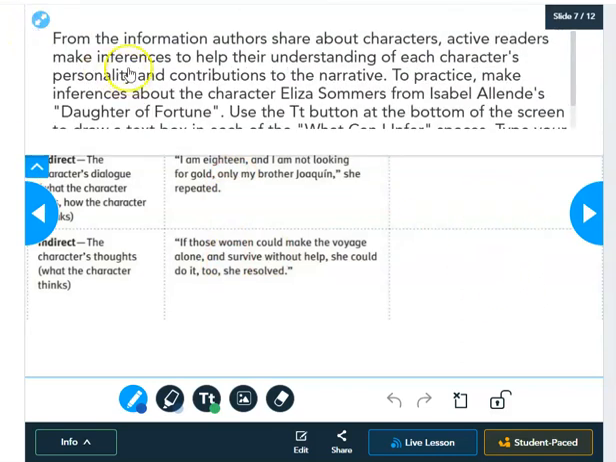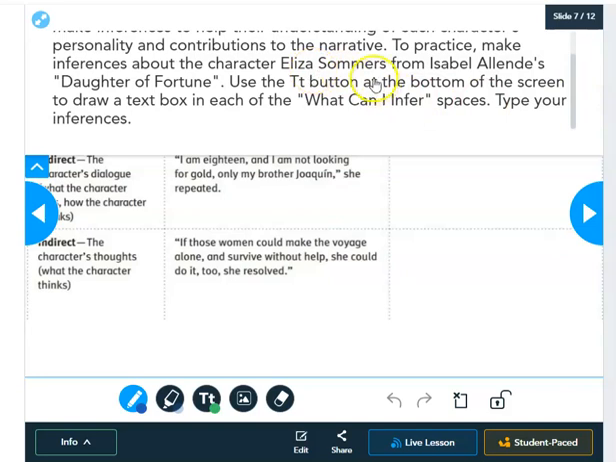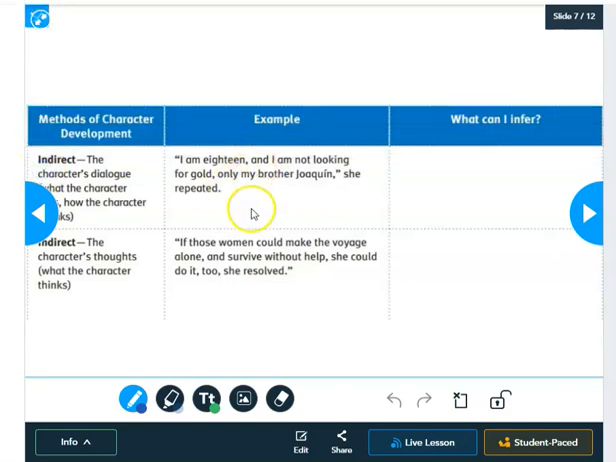So if we look up here, it says from the information authors share about characters, active readers make inferences to help their understanding. So these examples here we're going to see are about the character Eliza Summers, and this is from the story Daughter of Fortune. So you're going to use the text button at the bottom of the screen to put your text box in here.